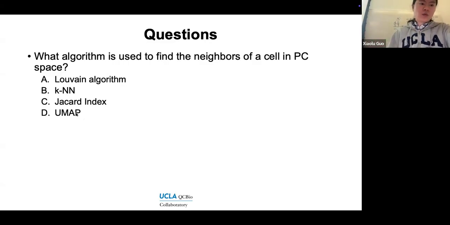And how about UMAP? What do we use UMAP for? For visualization, reduced dimension visualization, right? Can we use it for clustering? No. Why? The original dimension will be lost. Yeah, so the original distance matrix will be distorted, so it doesn't preserve the real similarity between cells.